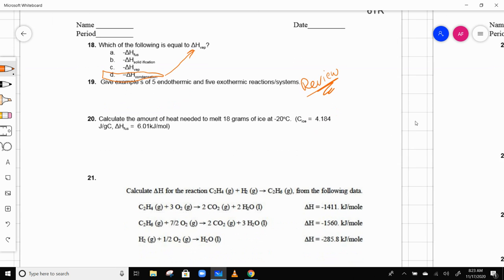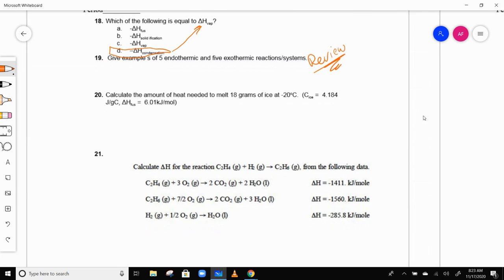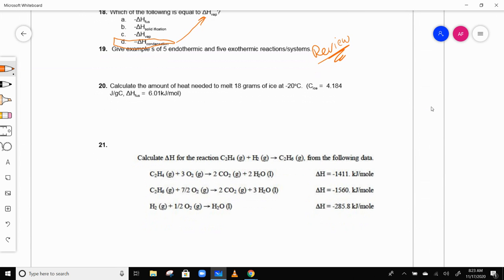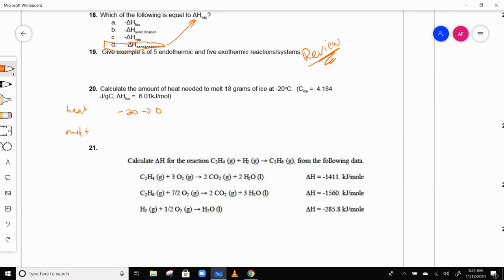Okay, number 20. Calculate the amount of heat needed to melt 18 grams of ice at negative 20 degrees Celsius. First of all, we have to heat the ice from negative 20 to 0. We got to heat it first, and then we can melt it. To go from negative 20 to 0, we use Q equals MC delta T. So mass is 18.